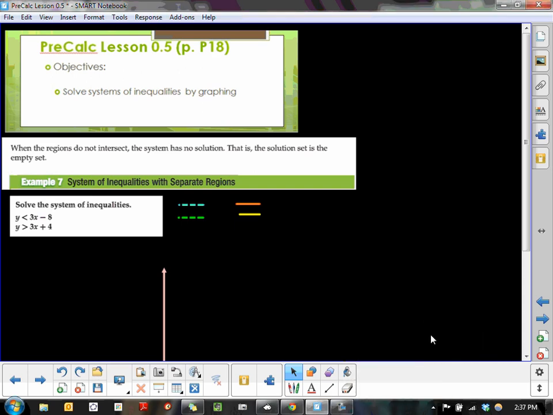The final example that we'll look at in this lesson 05 is an example of a system of inequalities with separate regions. So we don't always have to have points of intersection. Every once in a while we can end up with parallel lines that don't intersect, and we have to figure out where our boundary lines indicate our solutions are.